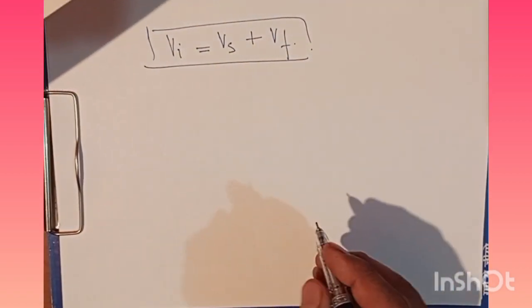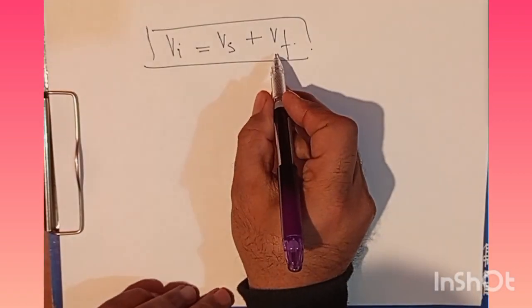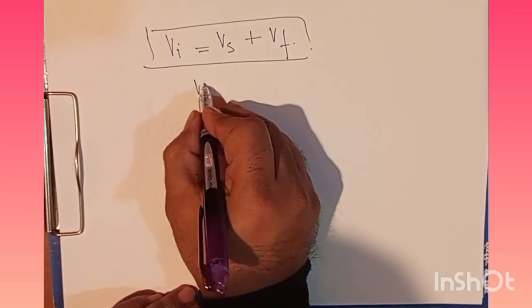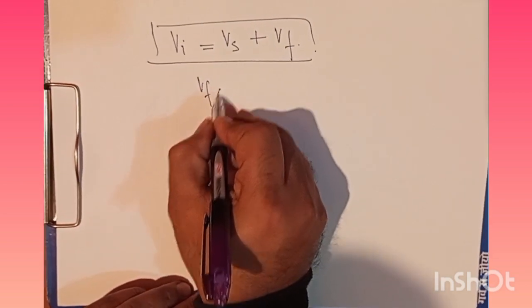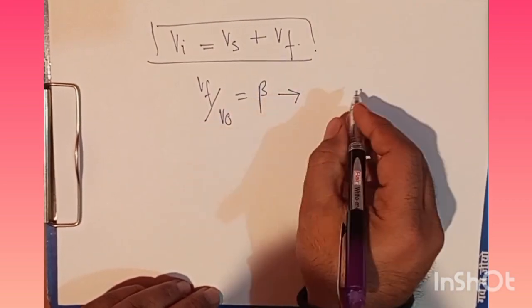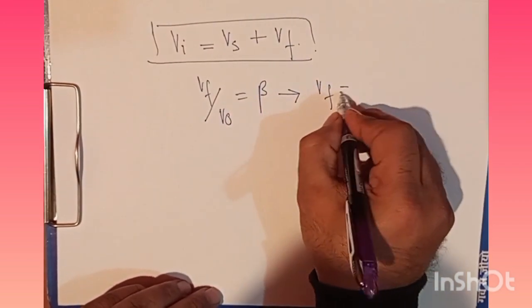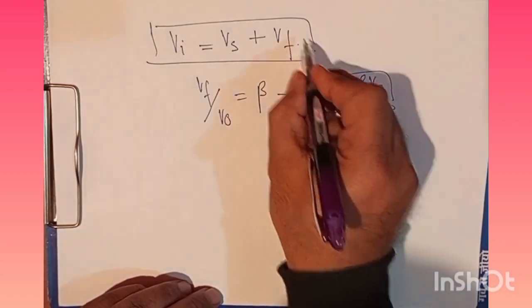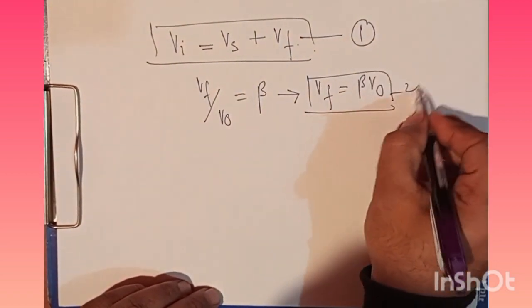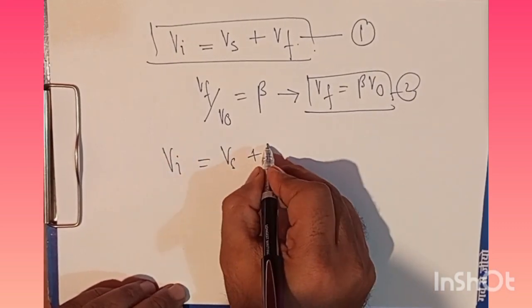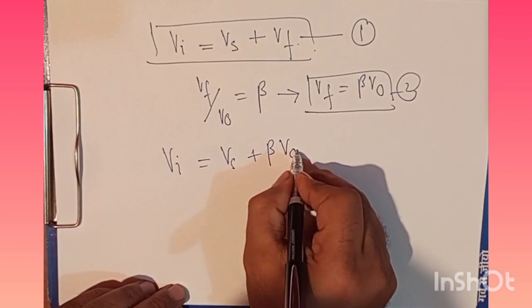So if this is the case, then we better know that this Vf can be written as, we know that Vf by V out is beta. It is the feedback ratio. So Vf can be written as beta V out. Now, this value can be used in this equation. Say, for example, this is 1 and this is 2. So what I'll get is Vi is Vs plus beta V out.